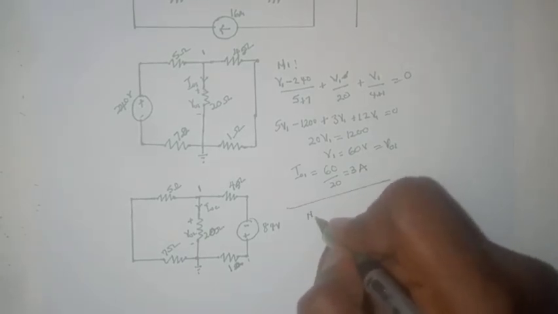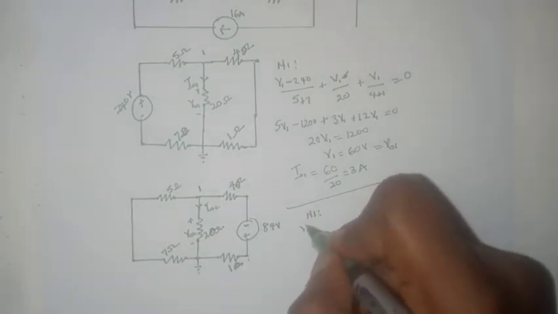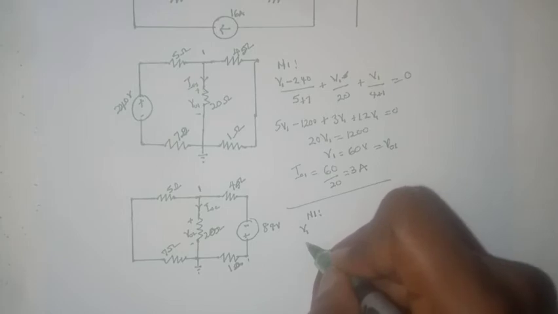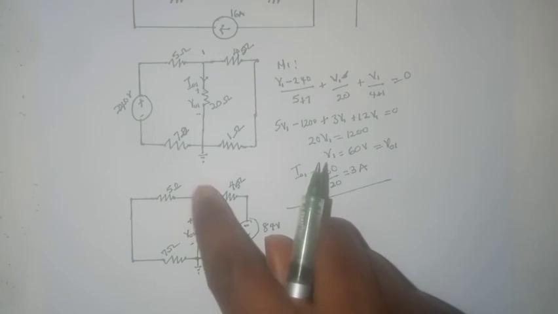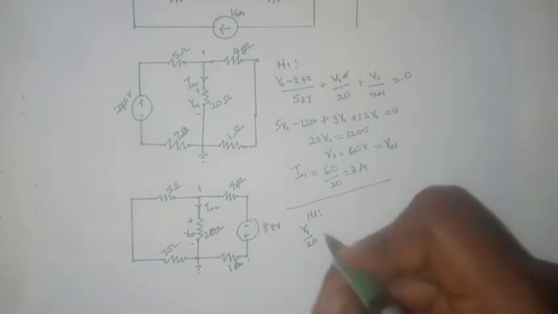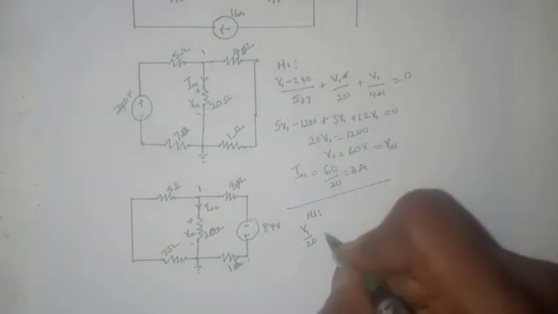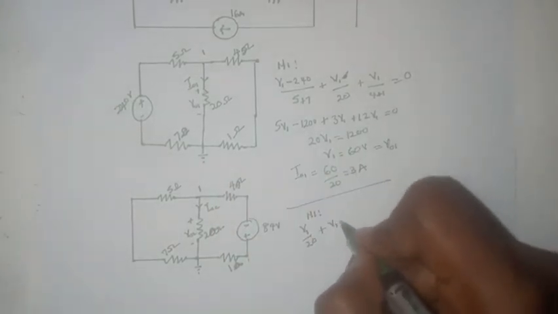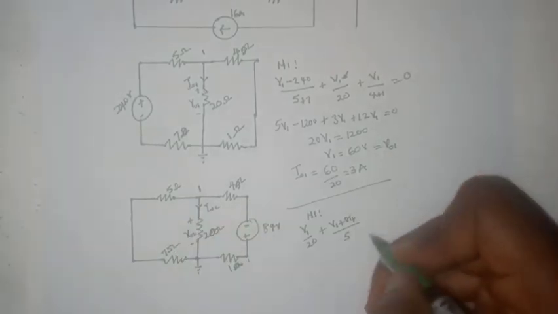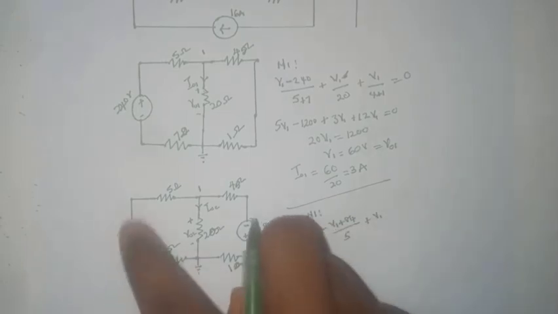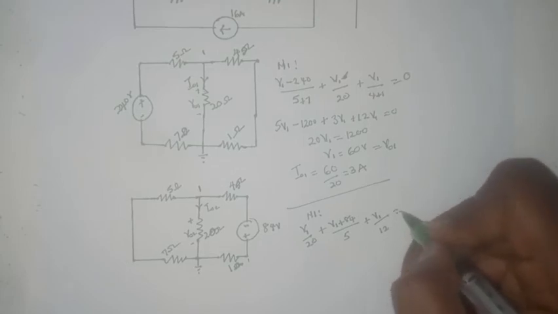So let's go at N1. We have V1 divided by 20, plus (V1 plus 84) divided by 5, then plus V1 divided by 12, all equals 0.